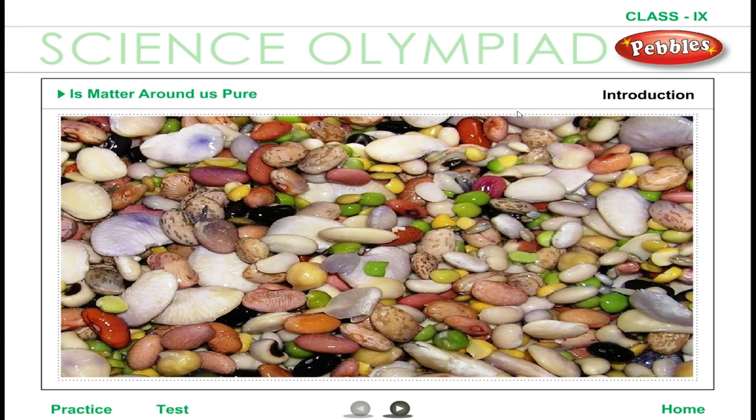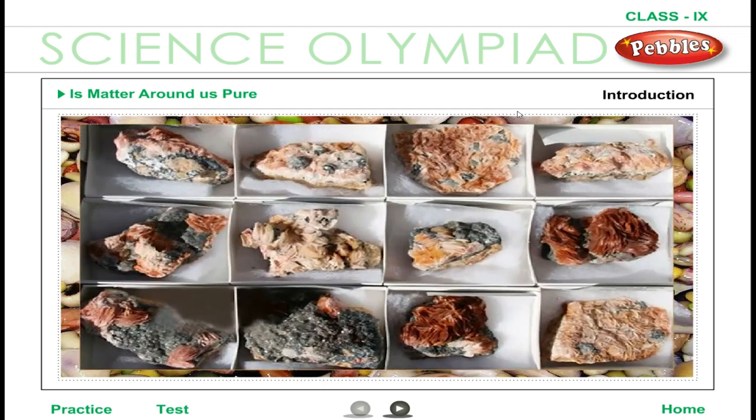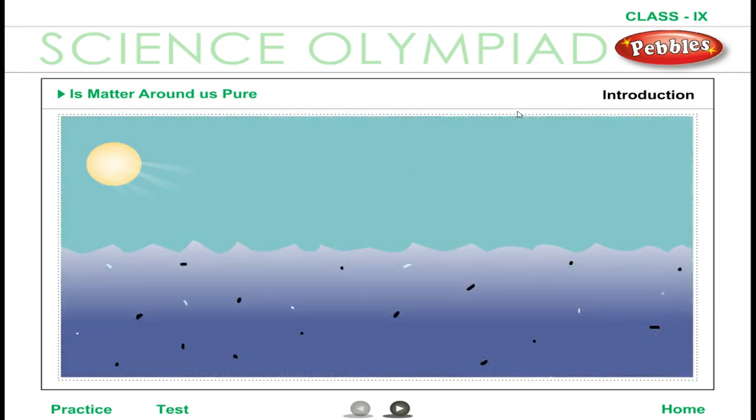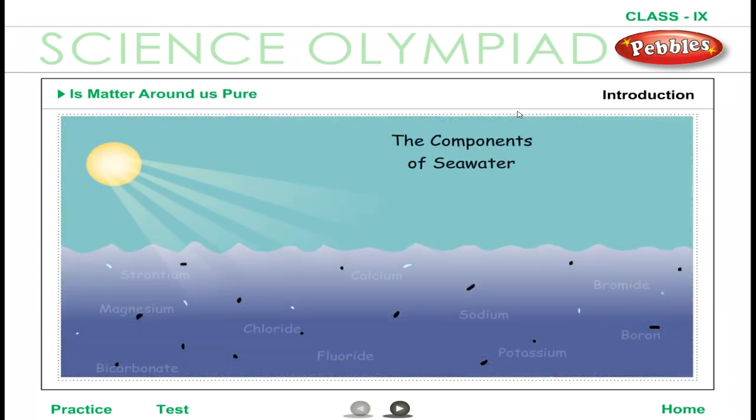Introduction. As we look around, we can see that most of the matter around us exists as a mixture of two or more pure components. For example, seawater, minerals, soil, etc. are all mixtures. Mixtures are constituted by more than one kind of pure form of matter, known as substance.